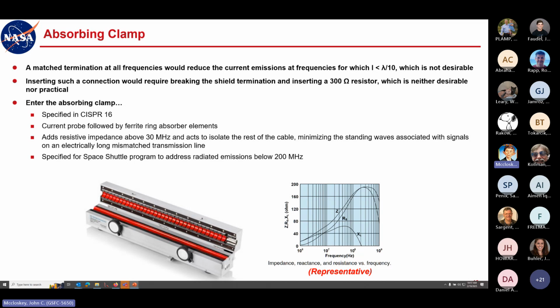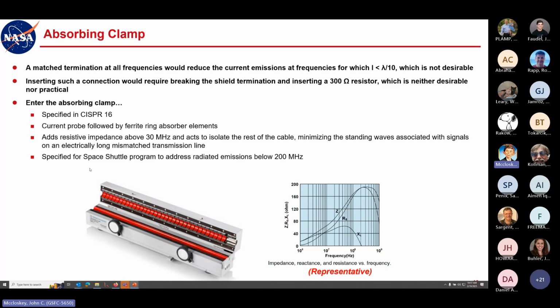So enter the absorbing clamp. This is a device that's been used for decades in CISPR 16. It's a current probe followed by a set of ferrite ring absorber elements, and it adds a resistive impedance above about 30 megahertz, which is basically a damping resistance. It provides at least approximately a termination that comes close to the matched impedance of your transmission line.